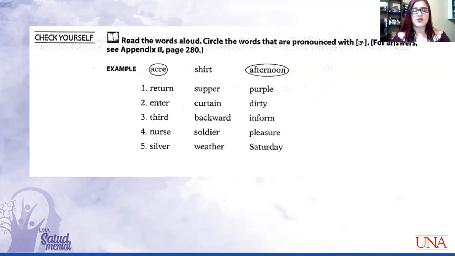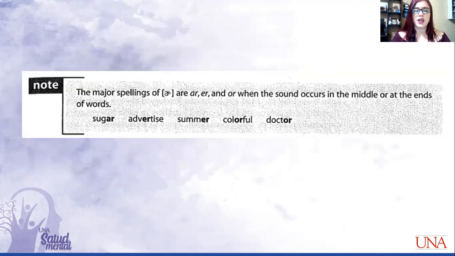Okay, we have a check yourself. The idea is that you can circle the words pronounced with the unstressed sound, and then you have to check the answers at the end of the book, okay? We have some major spelling patterns here. This one is related to the previous one, where it says that it occurs in the middle and at the end of the words, like in sugar, advertise, summer, colorful, and doctor.